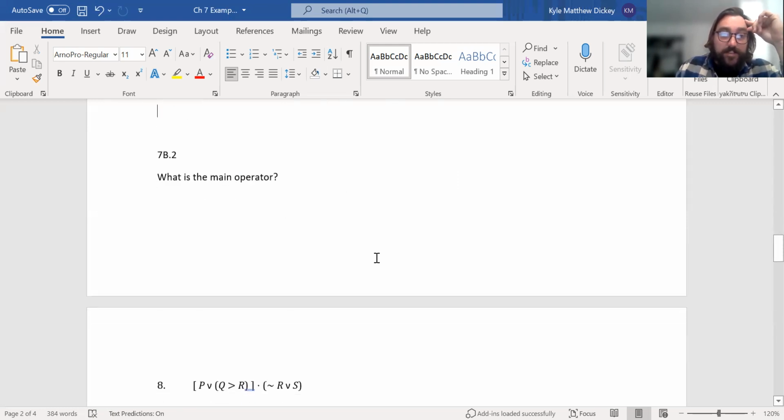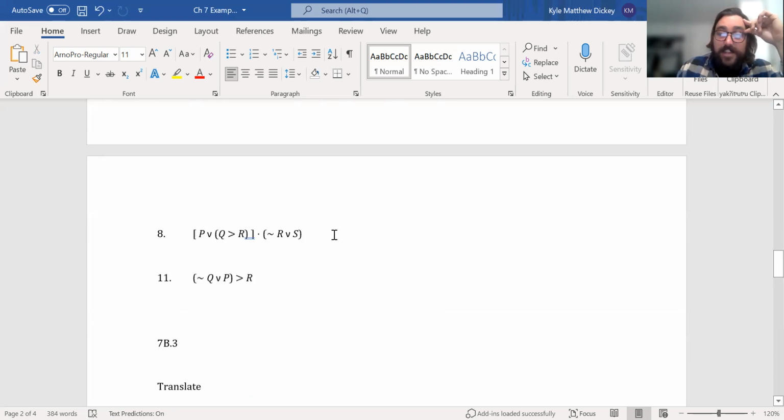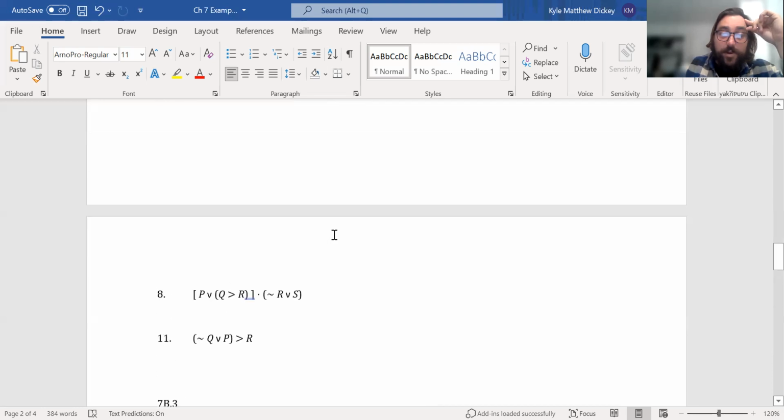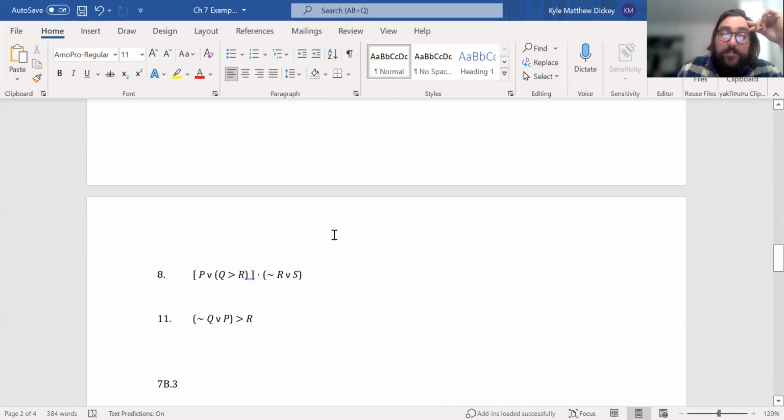All right, 7b.2. Here we're trying to pick out what the main operators are of different statements. So this should hopefully be relatively straightforward if you paid enough attention. But if you're still having trouble with this, again, office hours, very helpful.